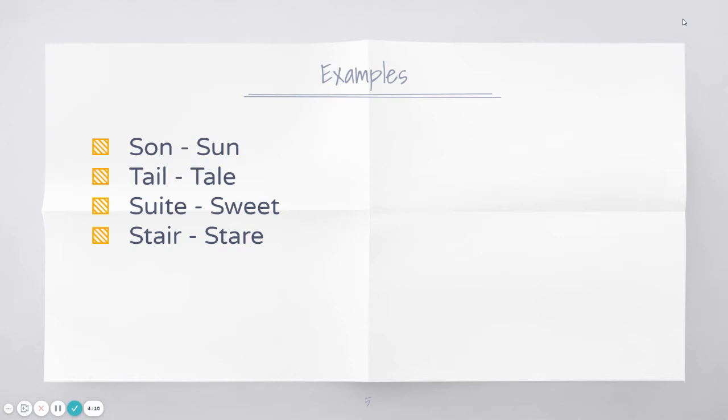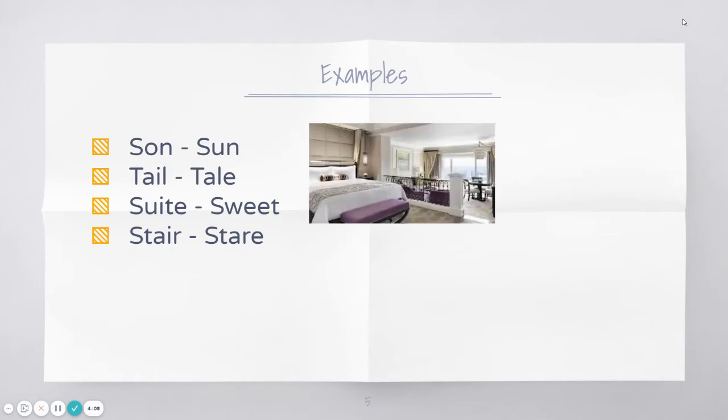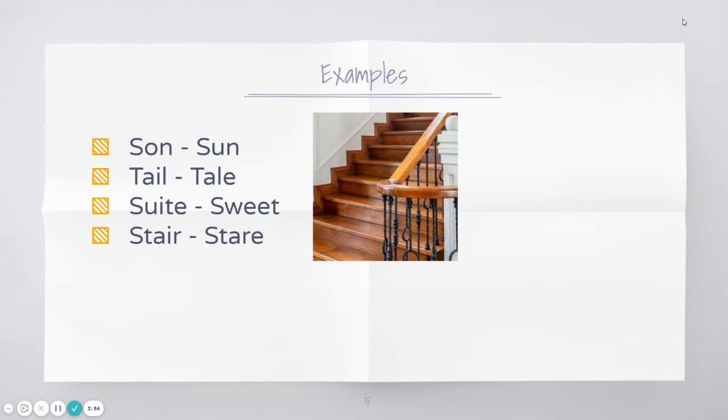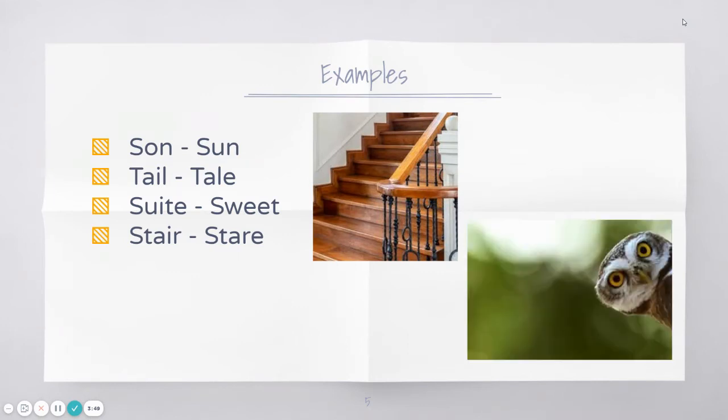Suite and sweet. One of them is a hotel room of some sort, and sweet, the other one, would be a food item or something that tastes sugary. And stair and stare. One of them is something you ascend to go up to a higher level of a house or something. And the other one is direct eye contact.